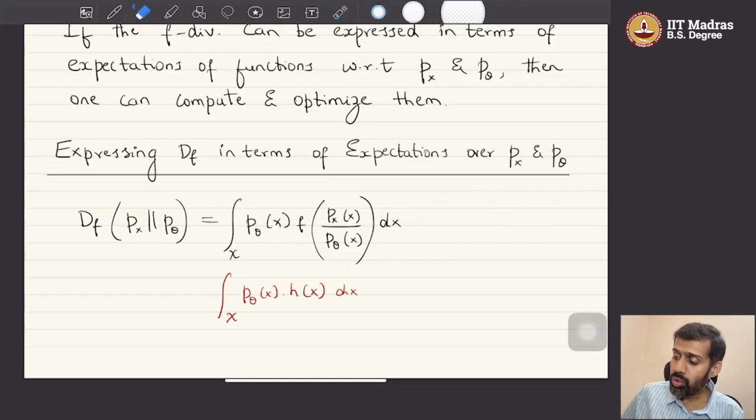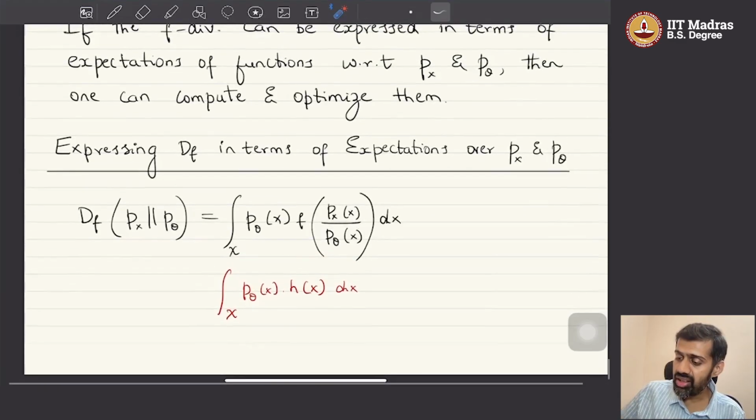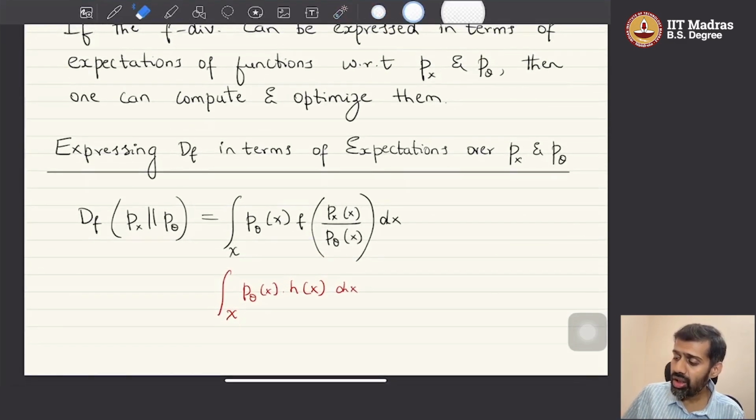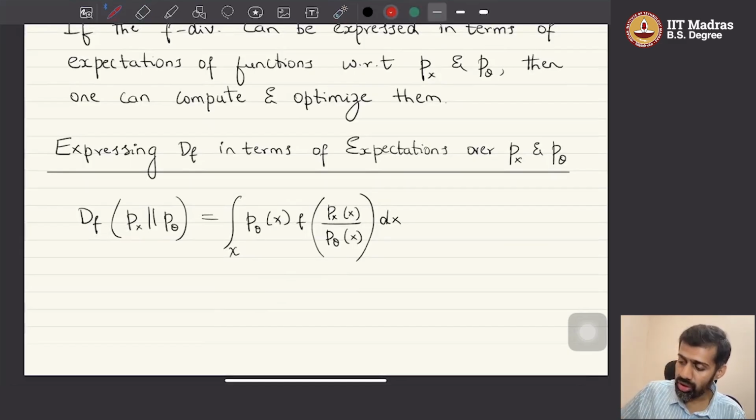So, to do that, we have to somehow decouple this f function from px and p theta. We have to remove px and p theta from inside the f function, so that we can get the F divergence in a form that can be expressed as expectations. That is the whole idea of the algebra that we are going to walk through right now. So, how do we do that?